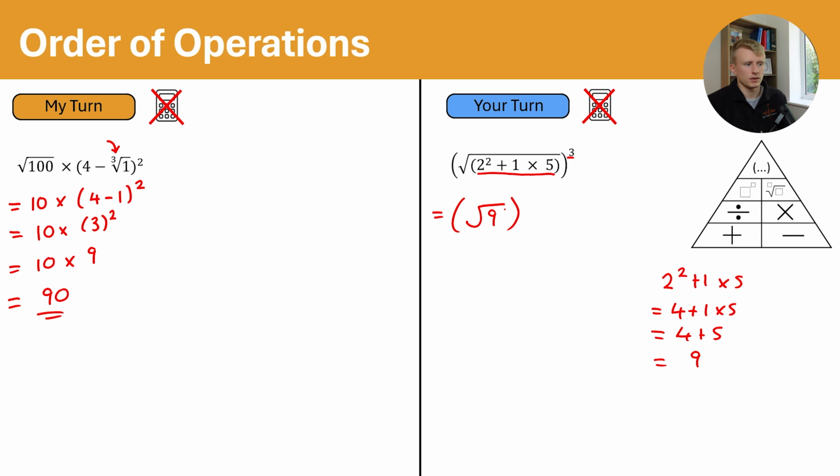And then I'm cubing that. We'll do the square root of 9 first to give us 3. And then we need to cube the result. 3 cubed is 3 multiplied by 3 multiplied by 3. And 3 multiplied by 3 multiplied by 3 is 27. So my answer is 27.